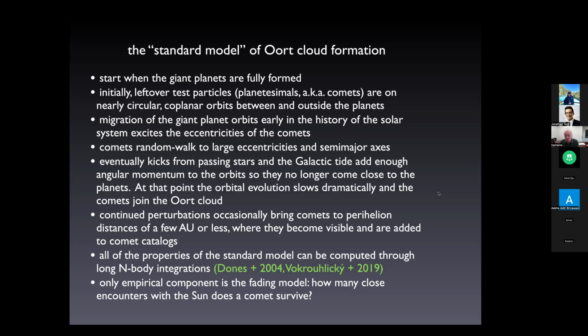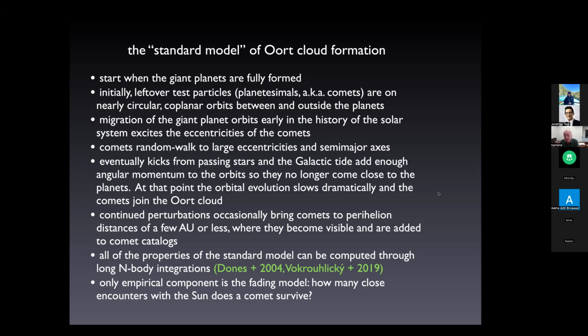Once they're in the Oort cloud, they continue to undergo a random walk as a result of kicks from passing stars. That random walk occasionally brings the comets back to perihelion distances of a few astronomical units or less, where the comets plunge into the inner solar system, become visible, and are added to a comet catalog.